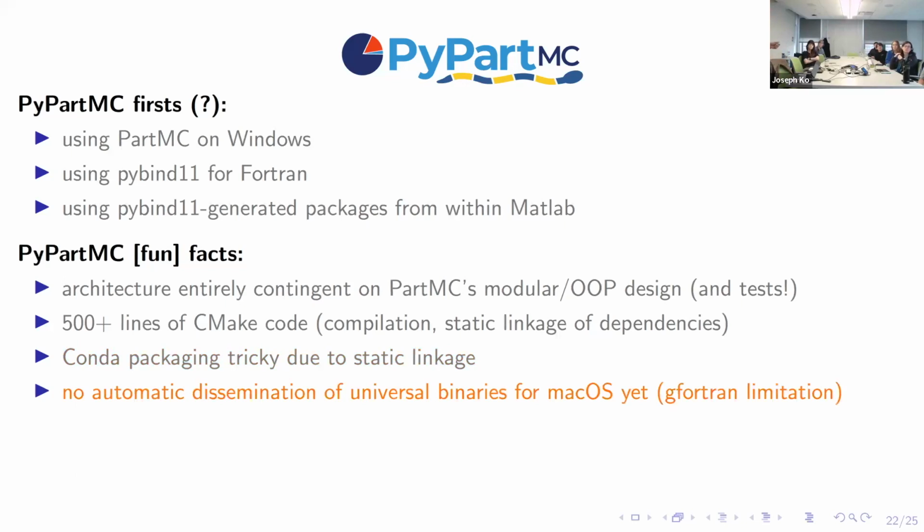We are still not able to automatically generate and disseminate universal binaries for the new Apple CPUs, essentially because gfortran still doesn't support cross-compilation for universal binaries. It's a kind of surprising thing because there is so much Fortran code, for example, as a part of the R code base, and it's still not obtainable with the mainstream gfortran version.